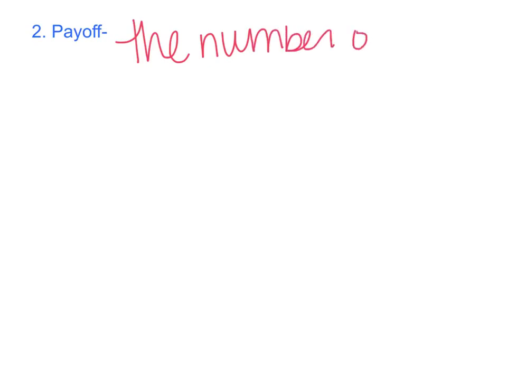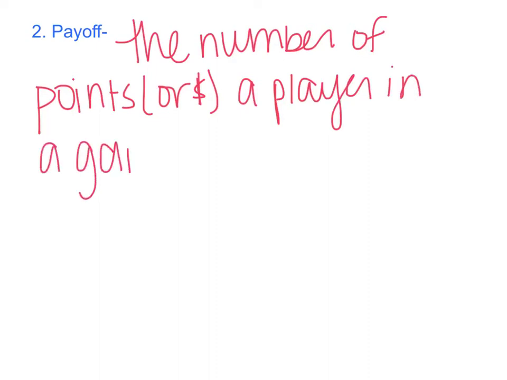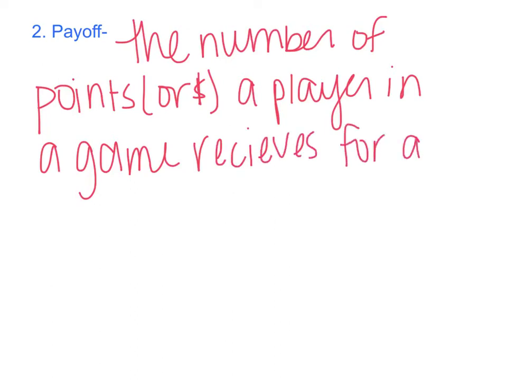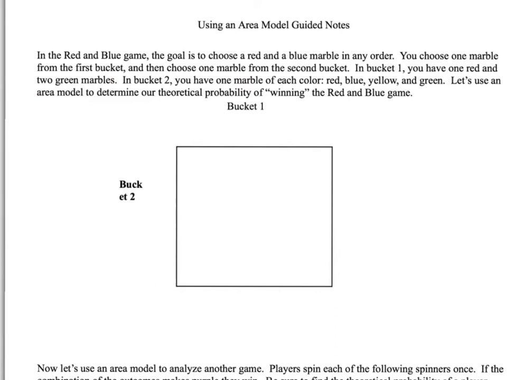The next section we have is going to be payoff. A payoff is going to be the number of points or dollars a player in a game receives for a particular outcome. So now we're going to look at some examples.